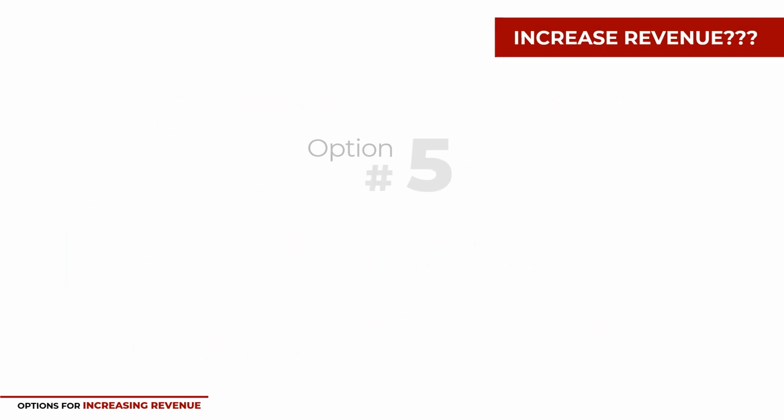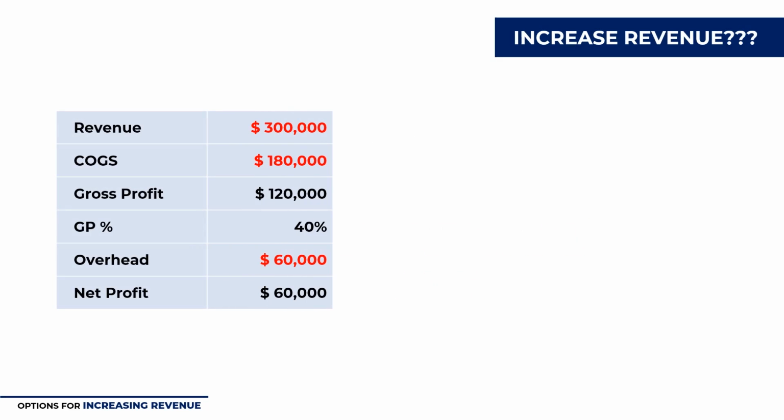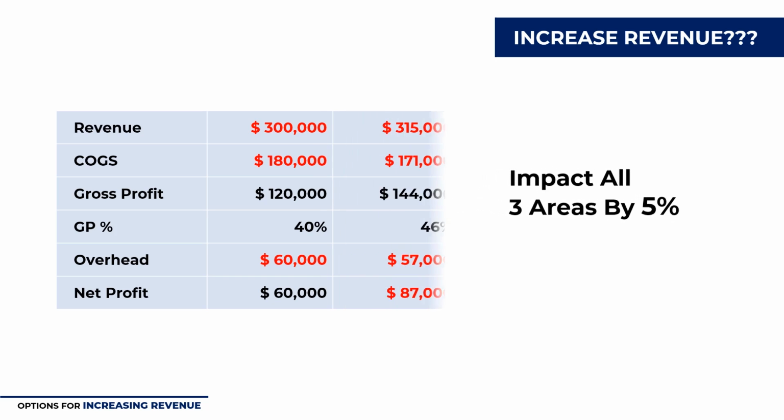Now, option 5 for increasing revenue is to use exponential growth. This goes back to what we covered earlier in this session. Remember, there are only 3 numbers in the P&L to focus on: revenue, COGS, and overhead. You want to impact all 3 of these numbers as much as you can, as fast as you can. But even small incremental impacts often produce dramatic results. In our previous example, we demonstrated the results of a small 5% impact on these 3 areas. That resulted in our net profit jumping from $60,000 to $87,000.